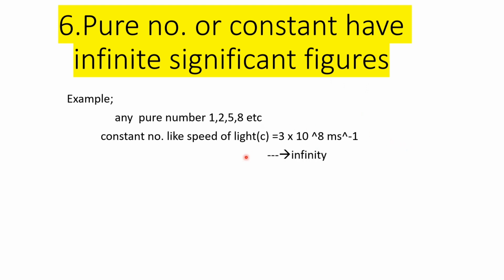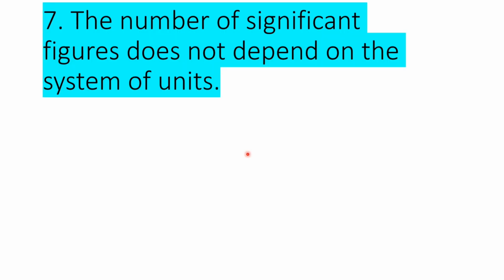The next rule: the number of significant figures does not depend on the system of units. The system of units may be anything, so the number of significant figures remains the same. It may be CGS unit, or SI unit, or FPS unit or MKS unit. So the number of significant figures remains the same.